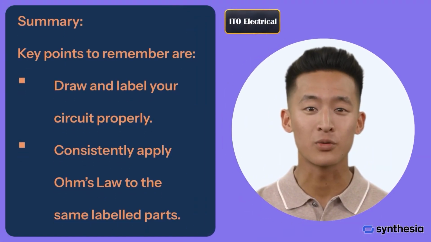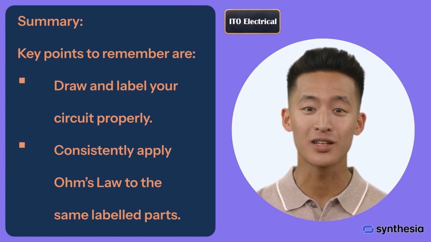Summary. Key points to remember are: draw and label your circuit properly. Consistently apply Ohm's law to the same labeled parts.